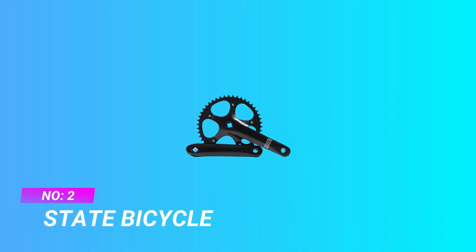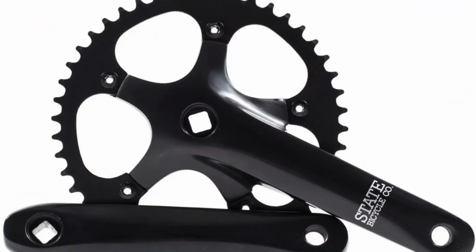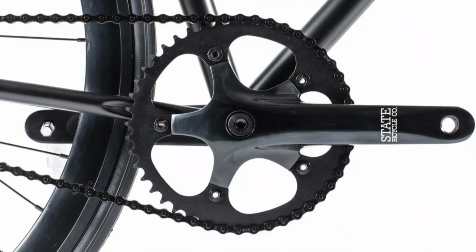Number 2. State Bicycle Fixie Crankset. The State Bicycle fixed gear crankset features a 46-tooth chainring, enabling it to run smoothly on bumpy terrains. Also, you don't have to worry about the weight as it comes as light as 734 grams. The crank arm length is also 170 millimeters, long enough to give your bike the perfect alignment.